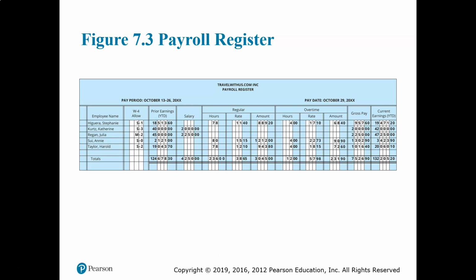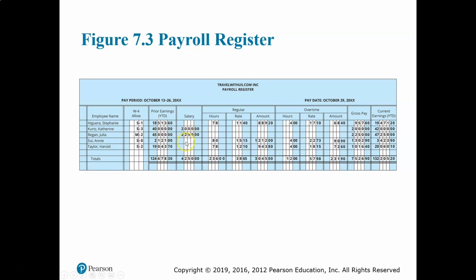So here is an example of a pay register. You can see each employee is listed down the first column. This is for the pay period from October 13th to the 26th, and it was for the check dated October 29th. So W-4 allowances, single, married, and then how many allowances they've claimed. Their prior earnings, their year-to-date earnings that they've had. And then you're adding their current earnings to the prior year-to-date earnings.